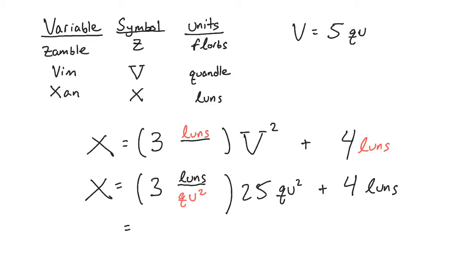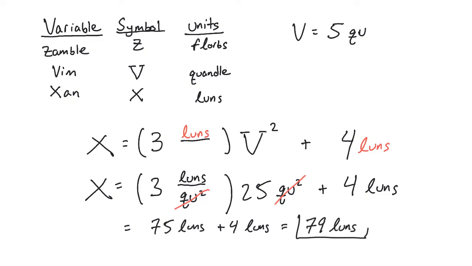And let me just change the color so it's all the same color. Okay. All right, perfect. And then I'll use the red pen to cancel it out. So now you can see that set of units, quandle squared, will cancel out with this. And now we'll have everything to be consistent once again. So we would get 75 luns from that multiplication plus 4 luns is equal to 79 luns. And there's our answer, and we did it.